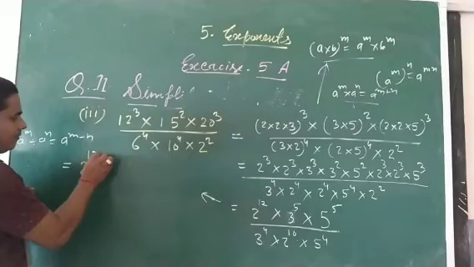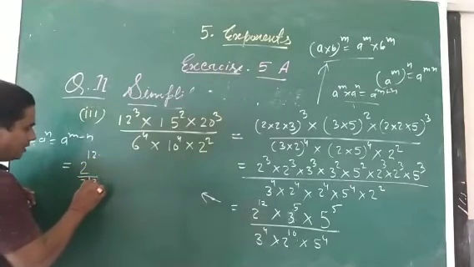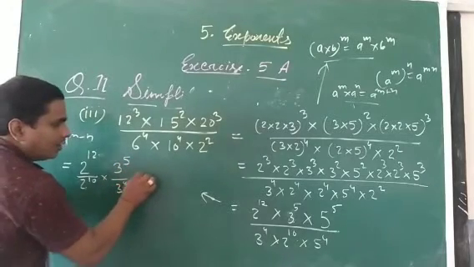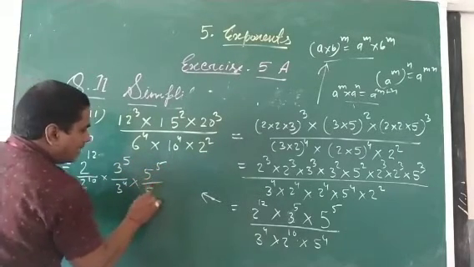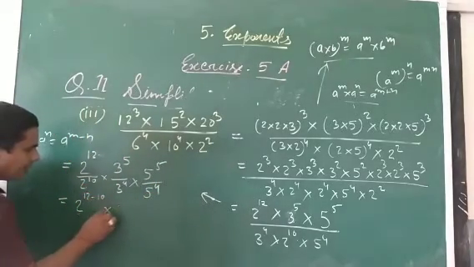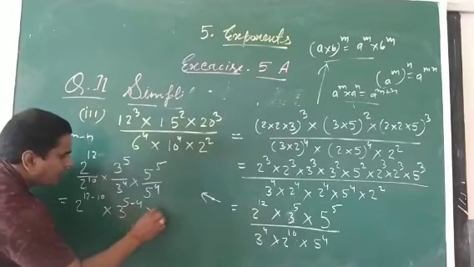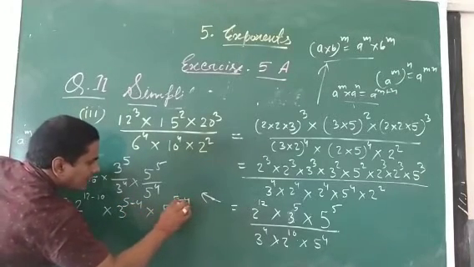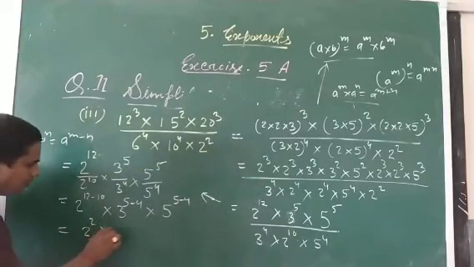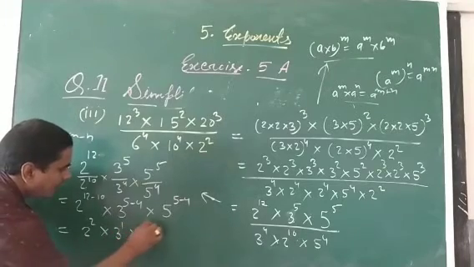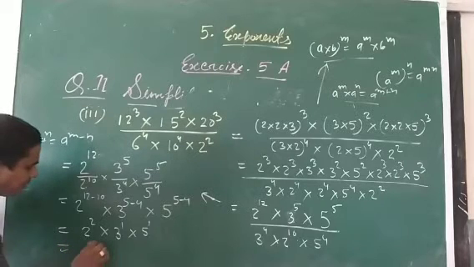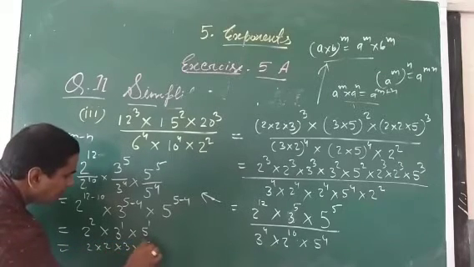2 power 12 upon 2 power 10, 3 power 5 upon 3 power 4, 5 power 5 upon 5 power 4. So apply here 2 power 12 minus 10 into 3 power 5 minus 4 into 5 power 5 minus 4. Okay, so again apply here 2 power 2, 3 power 1, 5 power 1. Now you can expand this: 2 into 2 into 3 into 5.